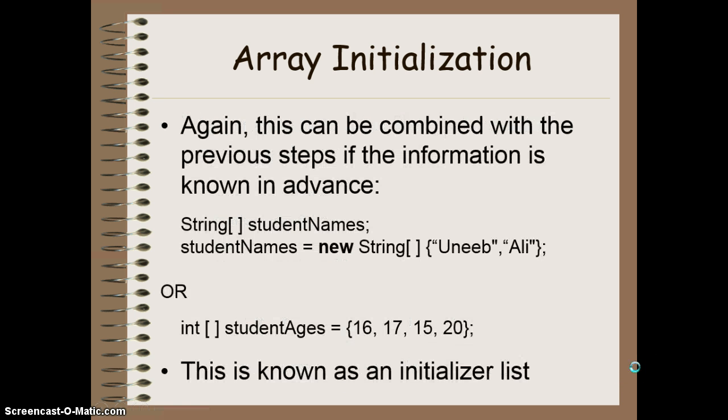Again, we can combine all these steps together into one big step by using what's called an initializer list. When I declare my array and allocate its memory, instead of providing a value inside the square brackets, I can use curly brackets and provide the specific pieces of data I want. This will create an array of the exact number of elements in size and put the data in it automatically. So this particular example would have an array of strings with a size of 2, and this integer array would have 4 things in it.